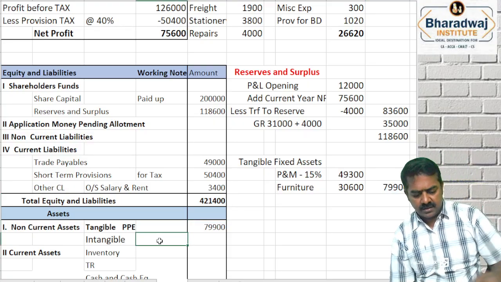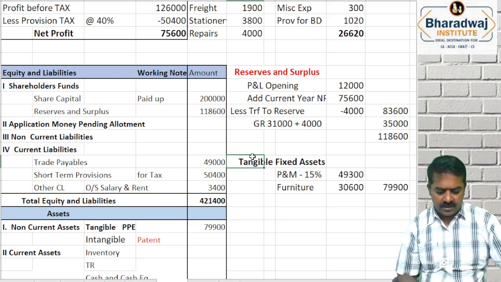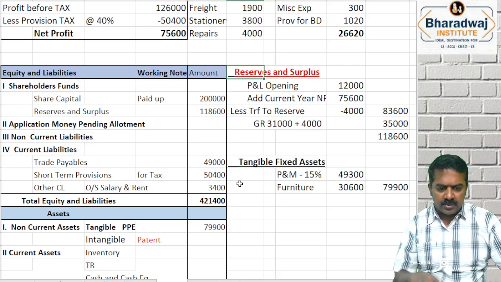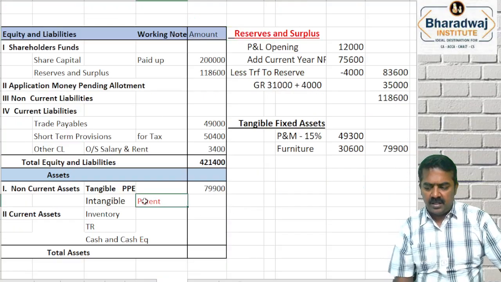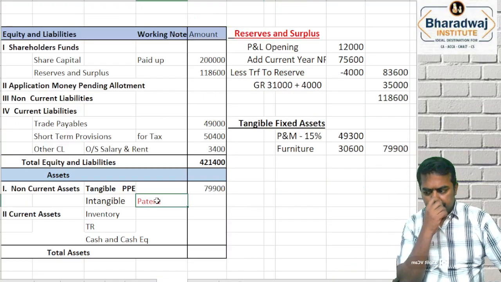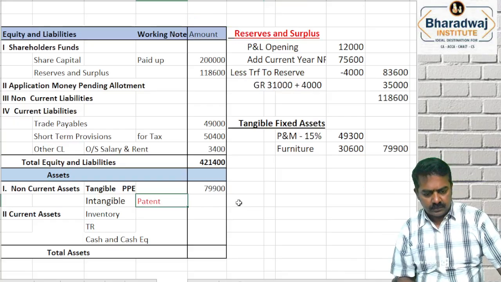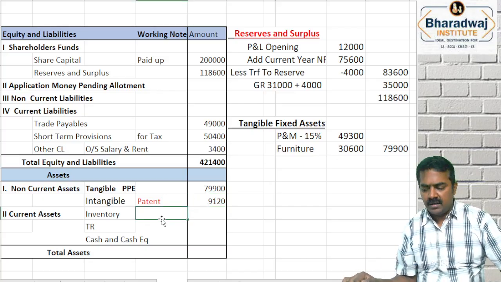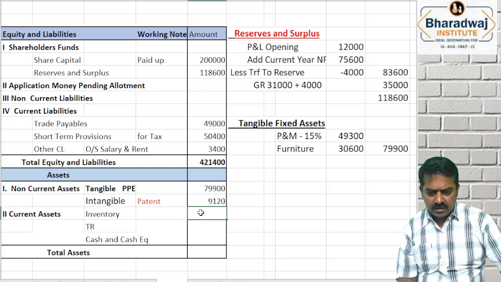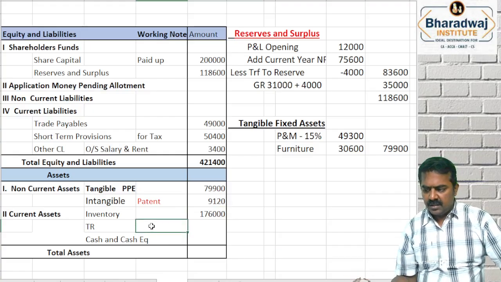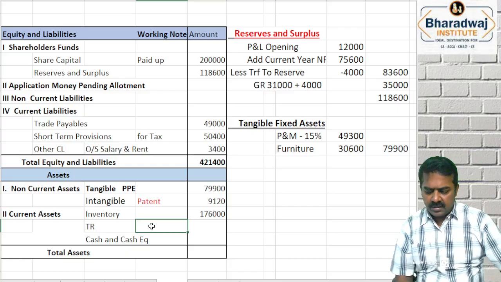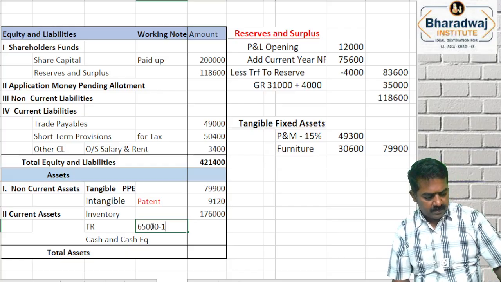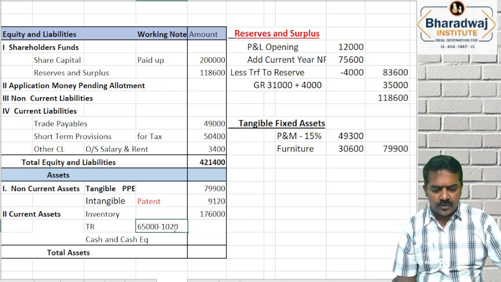Intangible, the patent minus depreciation. Patent minus depreciation. Example, proper working should be given. Okay, for classroom purpose it is okay. What was the patent? 9,600 minus 5%, sir. 9,120. Then is there inventory? Inventory, closing stock 1,76. Trade receivables given in the question. 65,000 minus 1,020, sir.